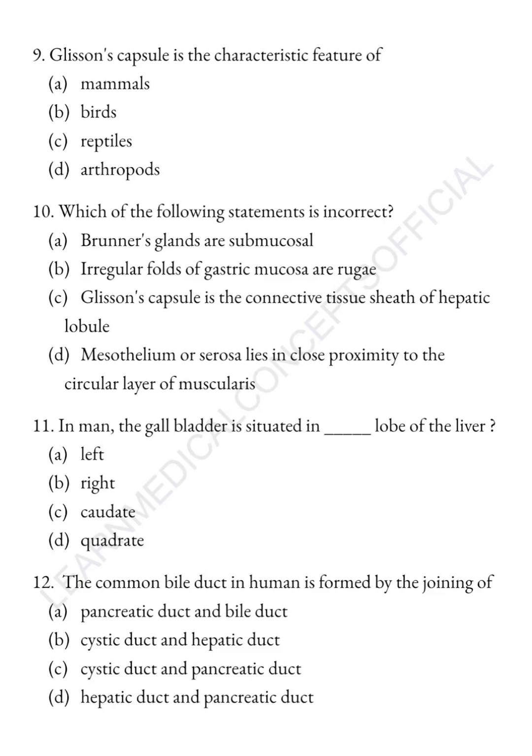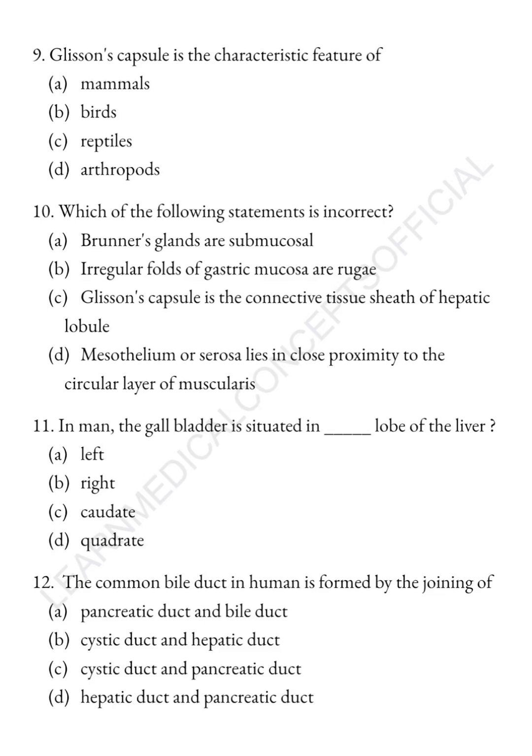Option A left, option B right, option C caudate, option D quadrate. And your time starts now. And the correct option is option B, the right lobe of the liver.